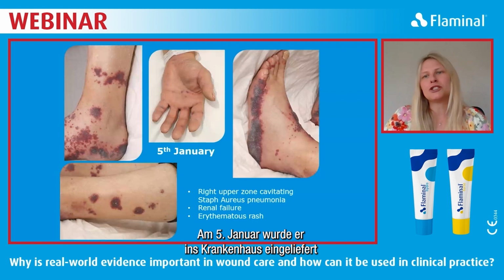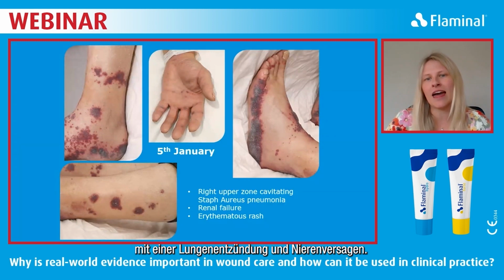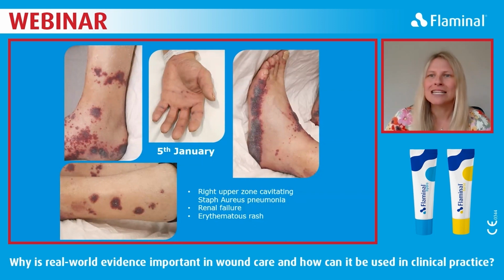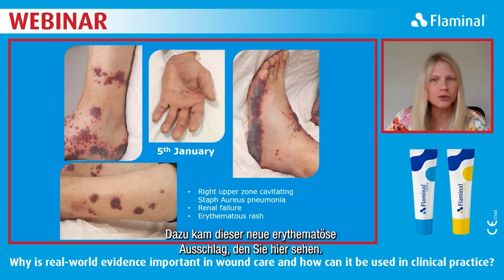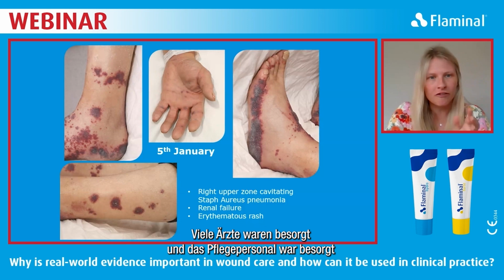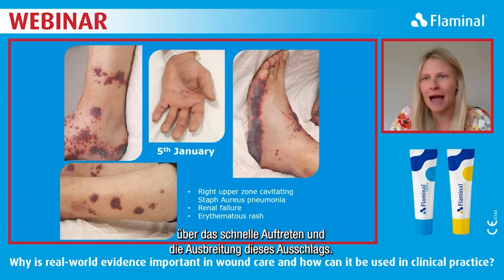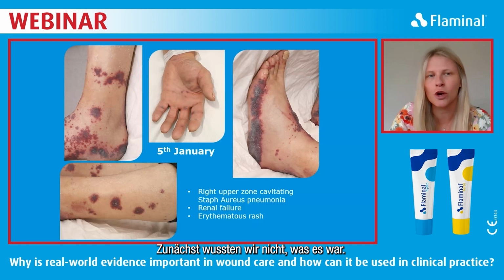He was brought into the acute hospital on the 5th of January with a pneumonia and renal failure. As well as that, he had this new erythematous rash, which you can see there. And a lot of the medical staff and nursing staff were concerned about how rapidly this rash appeared and was spreading. We didn't initially know what it was.